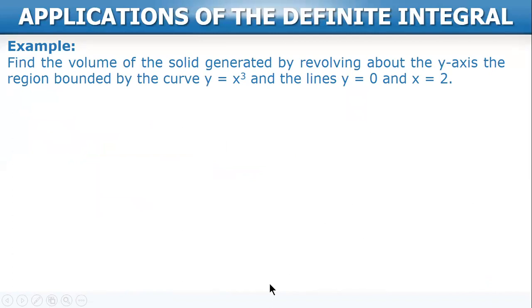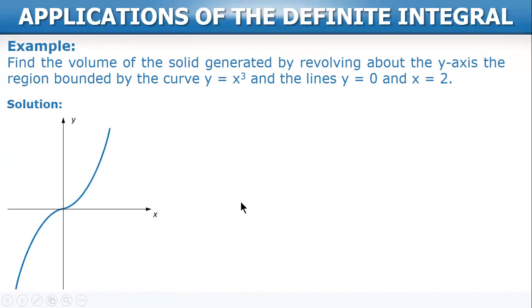Another one. Find the volume of the solid generated by revolving about the y-axis the region bounded by the curve y equal to x cubed and the lines y equal to 0 and x equal to 2. So let's graph this one. This is the graph of y equal to x cubed. The line y equal to 0 is the x-axis, and x equal to 2 is a vertical line. And this is our region.